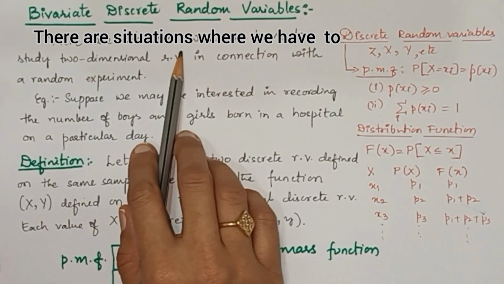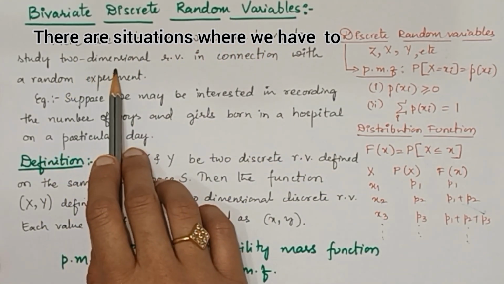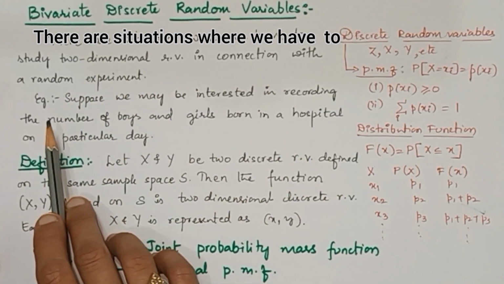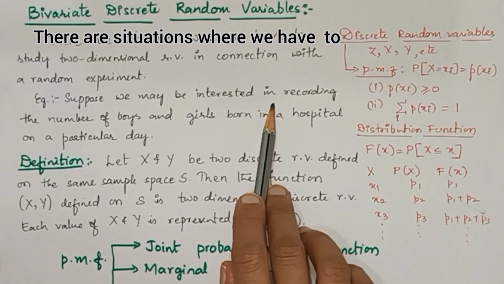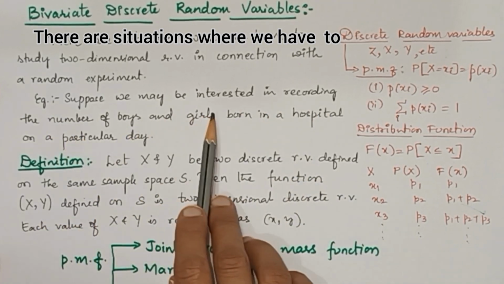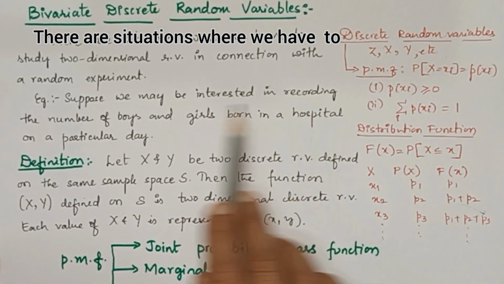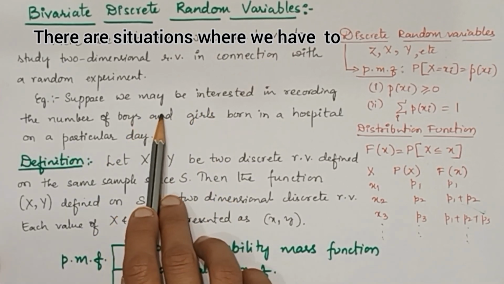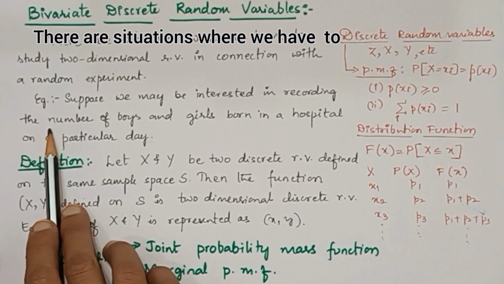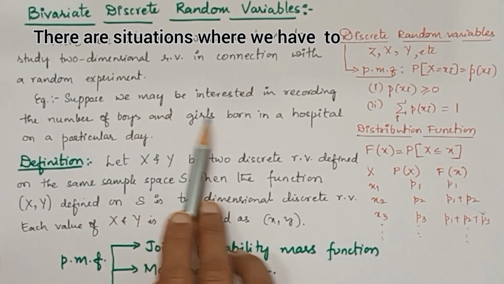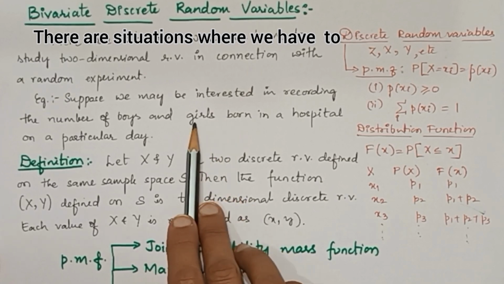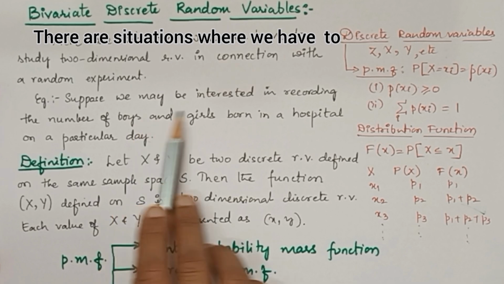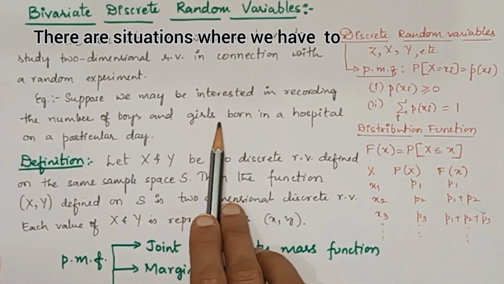But there are situations where we have to study a two dimensional random variable in connection with a random experiment. Say, for example, suppose we are interested in recording the number of boys and girls born in a hospital on a particular day. So here in this case, there are two random variables. One corresponds to the number of boys born in a hospital, another corresponds to the number of girls born in a hospital. So x you can name as the number of boys, and another random variable y as the number of girls.